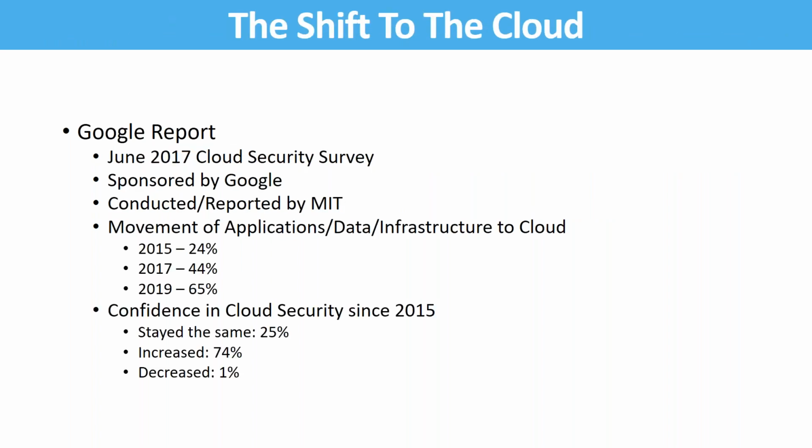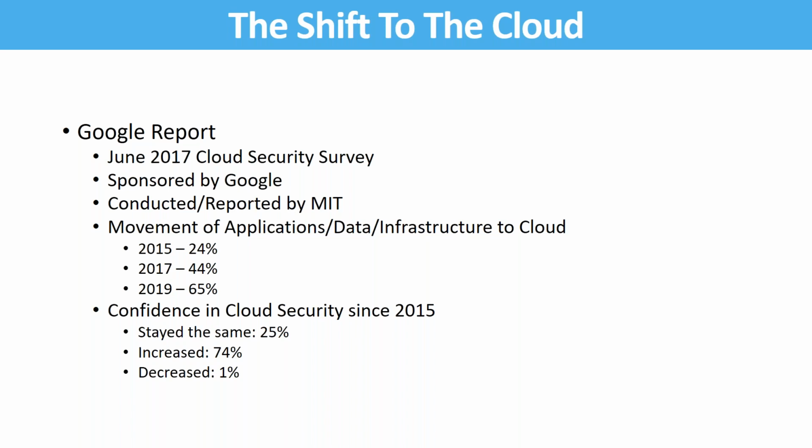All right, well, that moves us to a different set of information now. I wanted to tag this on to what we were doing today. In June of 2017, Google commissioned a cloud security survey. They sponsored it, so we'll take it with a grain of salt. But it was conducted and reported out by MIT, and it really talked about the shift to the cloud. And the data points that I put in here, and there are just two slides on this, so this one is about what's moving to the cloud.